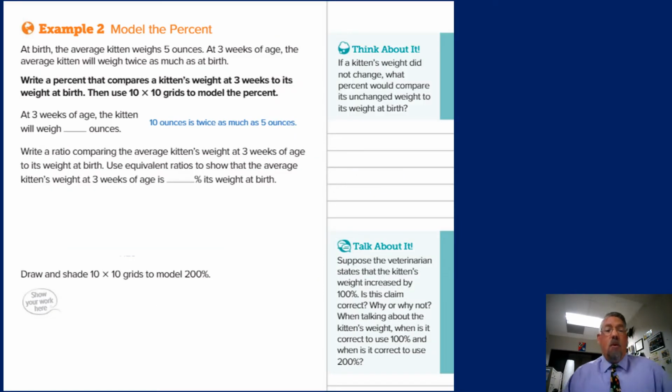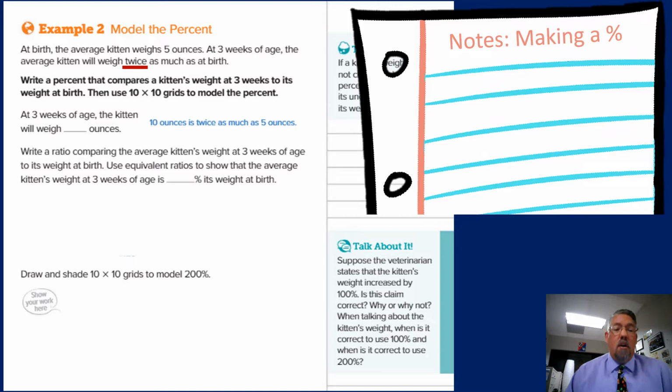All right, so let's go in and look at what they're talking about on the next one. Here's a scenario, and this is going to be another note that I really want you to write down because it's going to make your life much easier on several of these problems. So if we have a kitten, we know when it's first born, it's 5 ounces, and 3 weeks later, it's going to be much bigger. Well, how much bigger are we talking about? It says it's going to weigh twice as much.